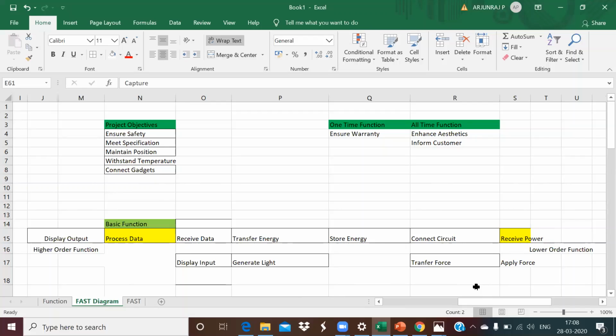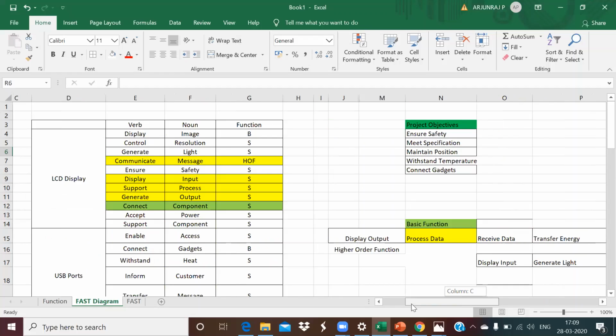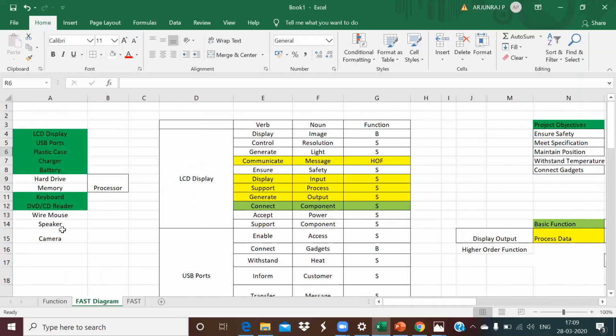Exactly. So now how to accommodate all those speaker and camera related functions in the FAST diagram? Okay, so you can put those things in all-time function, because the speaker should be all time. It is not at one time. It should be all-time, because it should function every time whenever it is required. So it should be an all-time function. With respect to the speaker and camera, both are like that. Both should come under the all-time function.